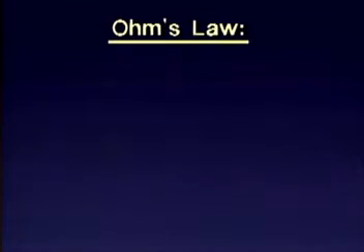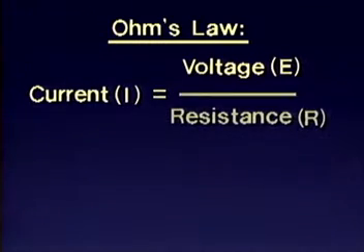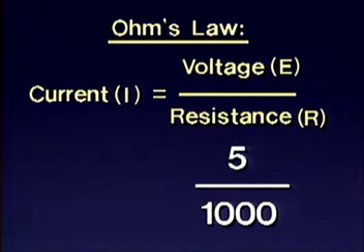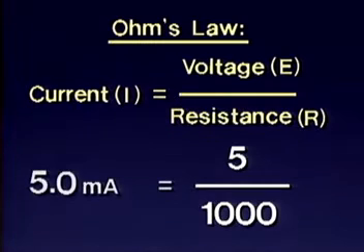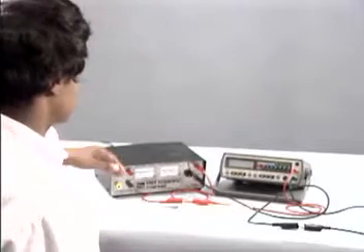On paper, use Ohm's law, that is, current equals voltage divided by resistance, to calculate the current flowing through the resistor. In this case, the voltage is 5 volts, and the resistance is 1,000 ohms. Therefore, the current should be 0.005 amps or 5.0 milliamps. Make sure the voltage adjustment knob is turned all the way down to avoid a voltage level that is too high for your components. Turn on the power supply now and adjust its voltage output to 5 volts.